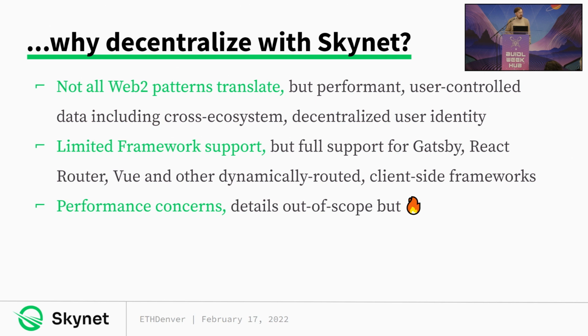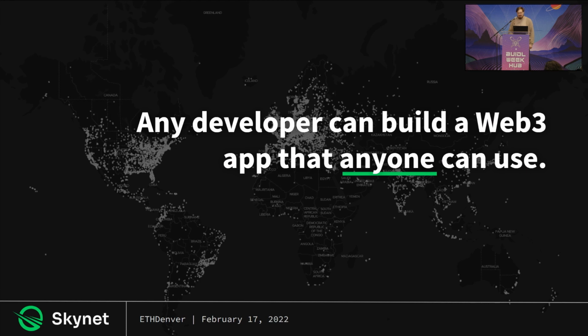So my retort here is, why not decentralize with Skynet? A little bit of a shill, but for Web 2 patterns not translating, that's still true. But if we have performant user-controlled data that is cross-ecosystem and has decentralized user identity, we can have web apps with user data that doesn't need that single backend server. In terms of limited framework support, Skynet supports Gatsby, React, Router, Vue, and any kind of dynamically routed client-side framework. And for performance concerns, I'm not going to bore everyone with them, but you saw me interacting with Skynet, and you'll see me doing it some more, and it's all good.